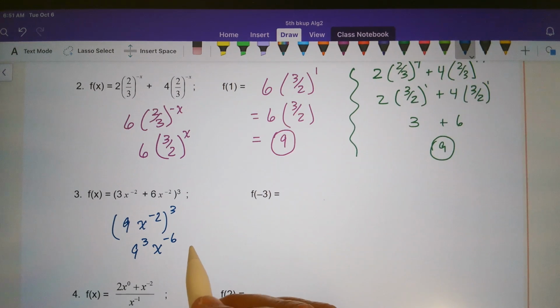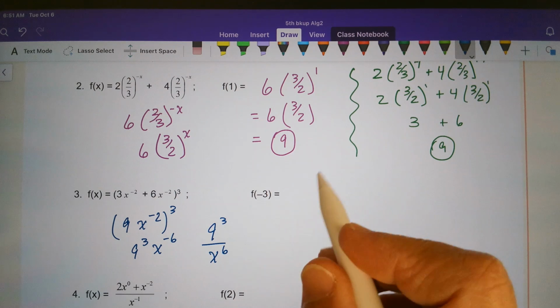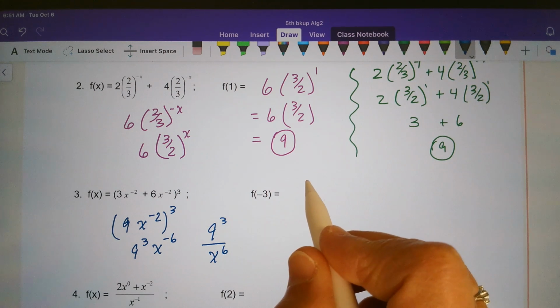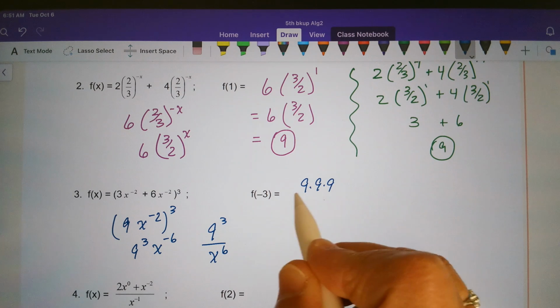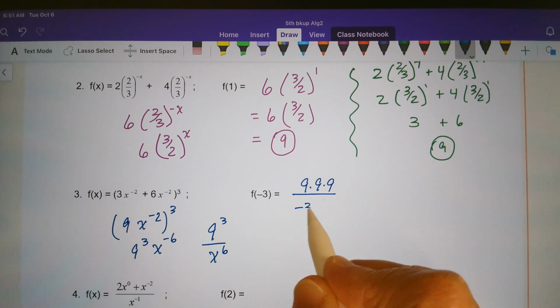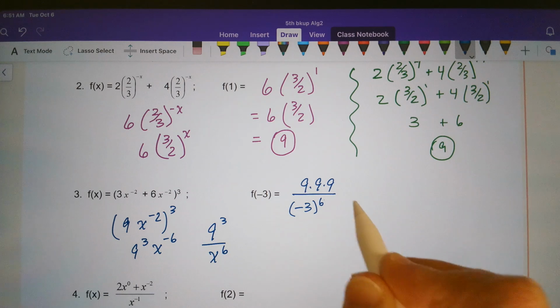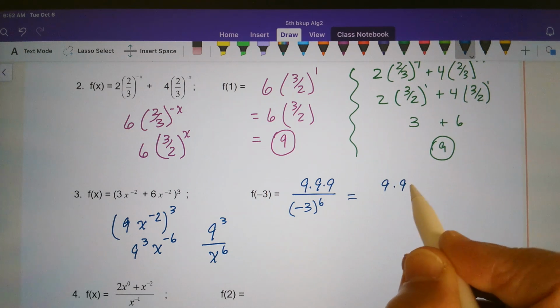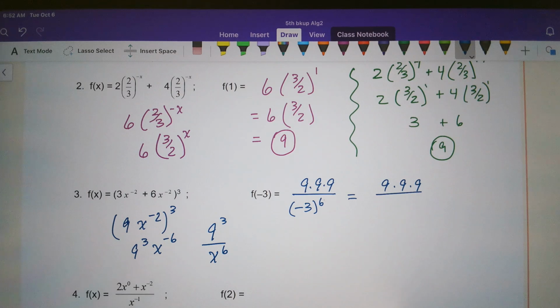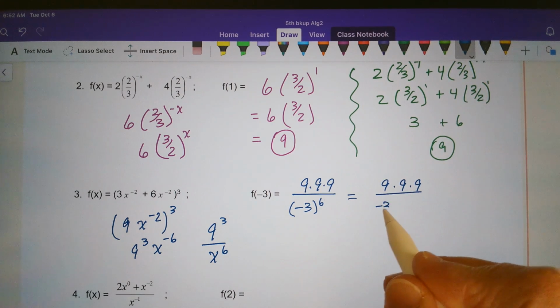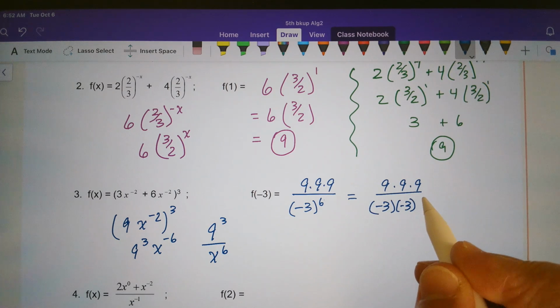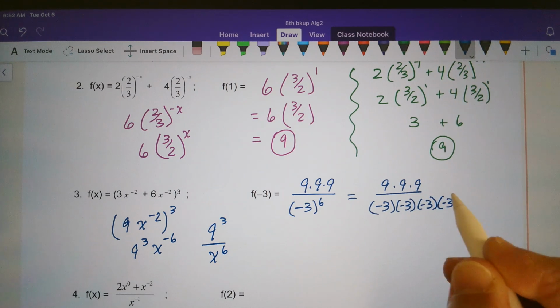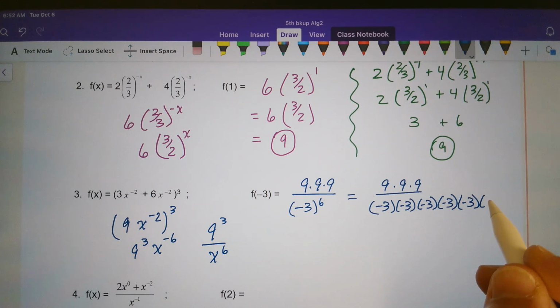Okay, and now one more thing. I think I'll write the 9 to the power of 3 over x to the positive 6. Now evaluating, 9 to the power of 3 is 9 times 9 times 9 over negative 3 to the 6th. Alright, let's see this. Again, I'm not supposed to use a calculator here, so negative 3 to the 6 would be negative 3 times negative 3 times negative 3 times negative 3 times negative 3 times negative 3.